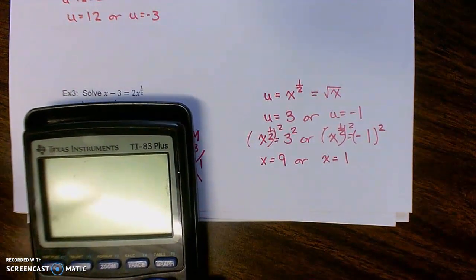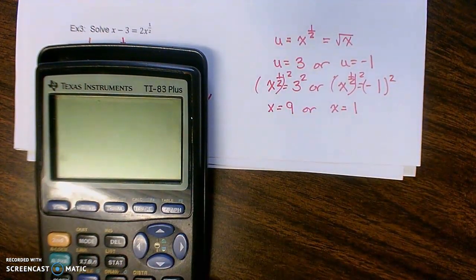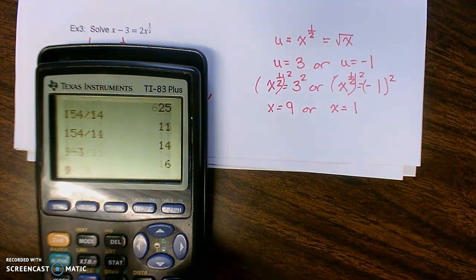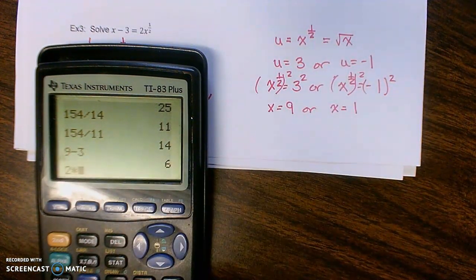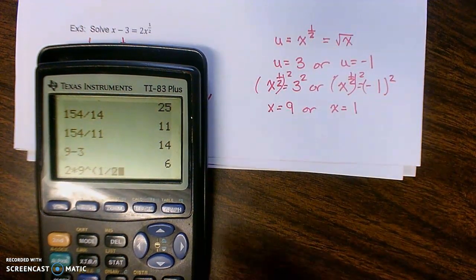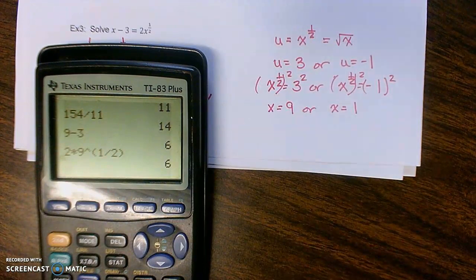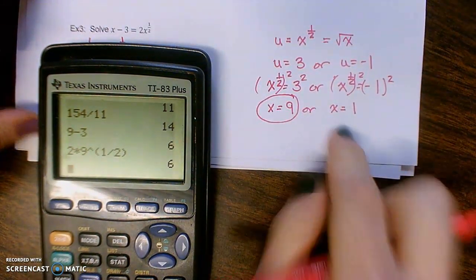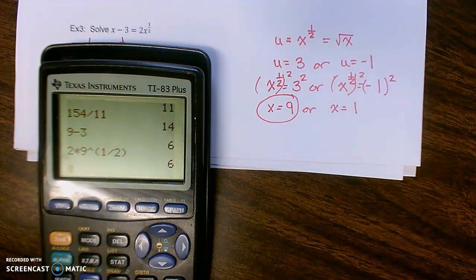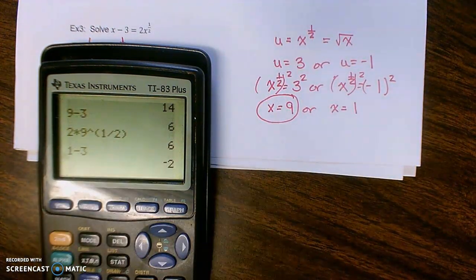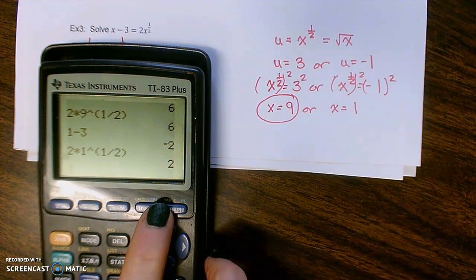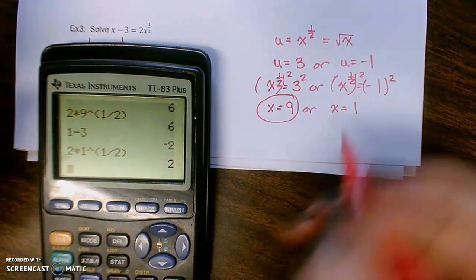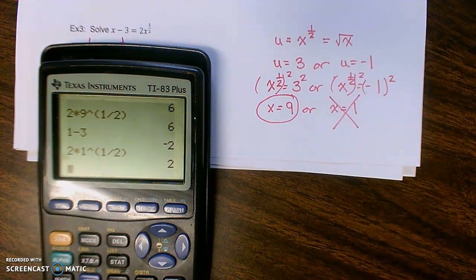So if I check back into the original equation, 9 minus 3 is 6, and 2 times 9 to the power 1/2 is also 6. So this answer checks out, and I have a feeling that this one is not going to check out. On the left, plugging it in, you get 1 minus 3, which is negative 2. And 2 times 1 to the power 1/2 is a positive 2. So you get negative 2 on the left, positive 2 on the right. So this one does not check out. It's not actually an answer to the original equation.